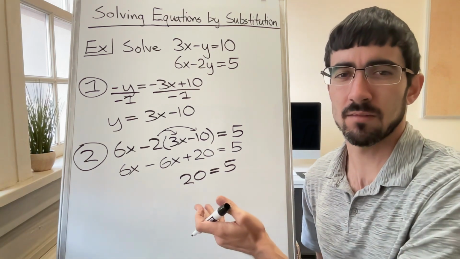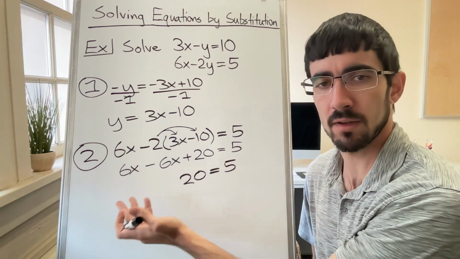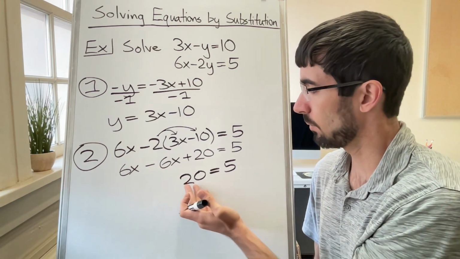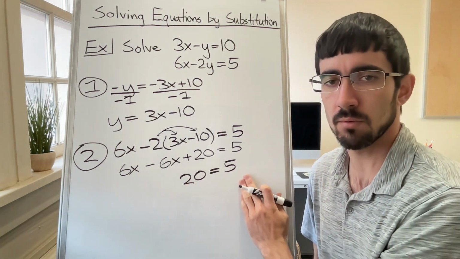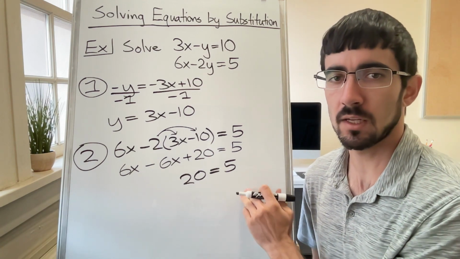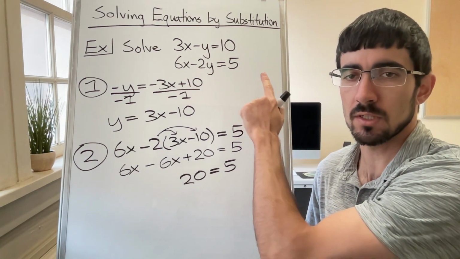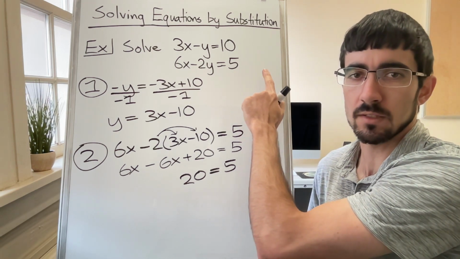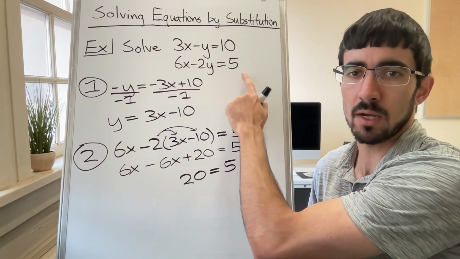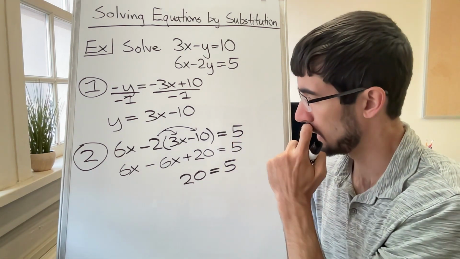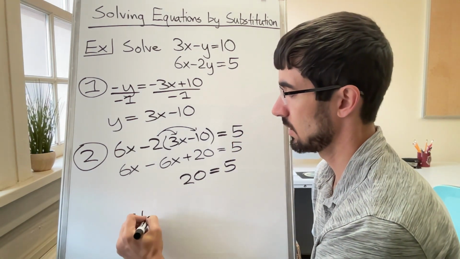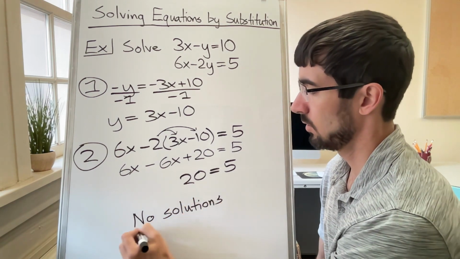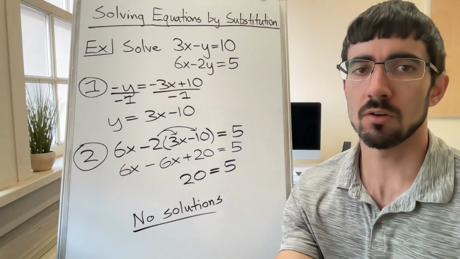That's a contradiction. That's not true. There are no variables left to solve for. Notice that the variables canceled out here, and I'm left with this contradiction, 20 equals 5. That's an indication that this system of equations does not have a solution. If I were looking at the graph of these lines, those lines would be parallel lines. They would never intersect. So there is no solution to the system of equations. Anytime you see a contradiction like this, you can conclude no solutions.